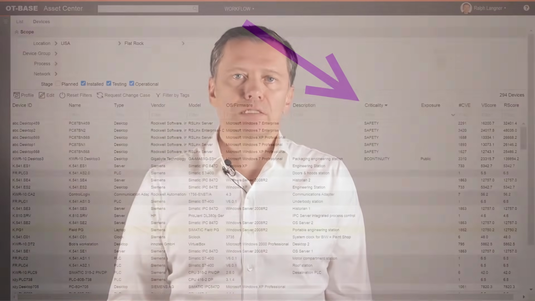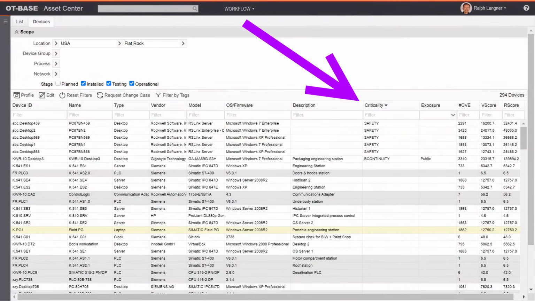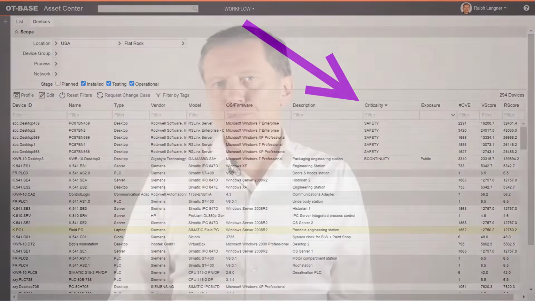Another way to prioritize by context is based on asset criticality, which implicates higher cost of consequence in case of successful breach. Unfortunately, criticality cannot be measured automatically, but has to be assigned by experts who are familiar with an asset's specific process function. Usually this is in the hands of control engineers.